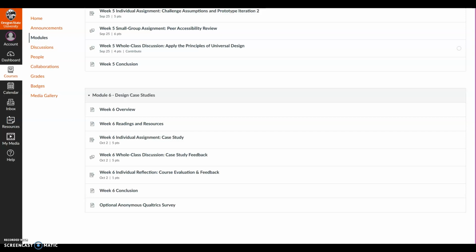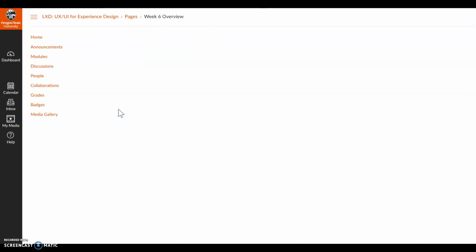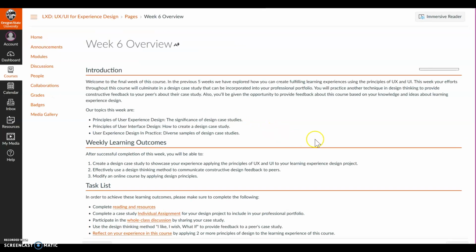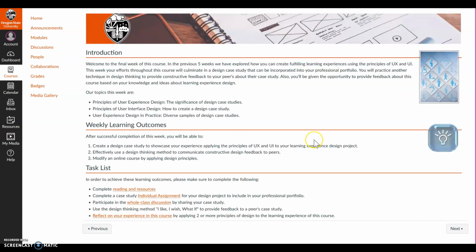So as you get into week 6, you'll see you have in module 6 the week overview, and as I mentioned, what we're going to be working on are these concepts called design case studies. Essentially this is a reflection, if you will, and a showcasing of the design challenge, prototype, and the concepts that you've been putting together during these last few weeks.